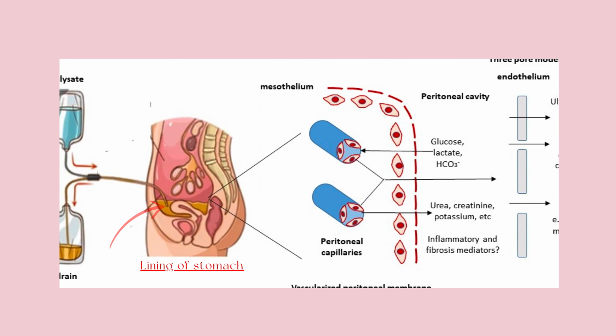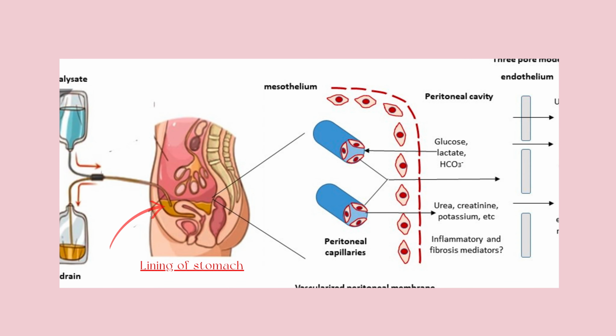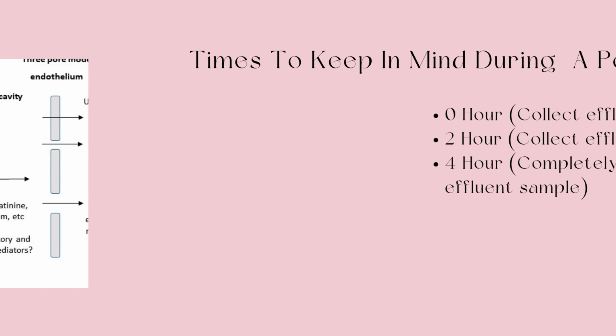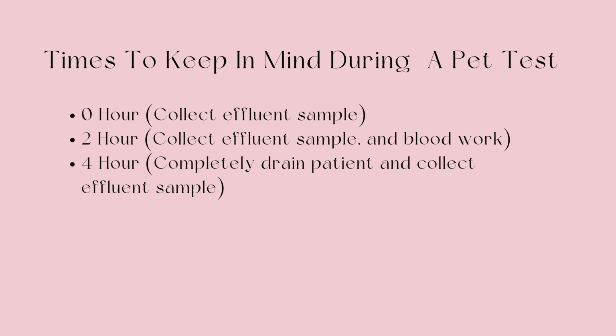The test usually takes 4 hours and requires you to test drained effluent samples at a certain time and get a blood sample at a certain time as well. This test will check how much glucose and creatinine is present. The transport character not only helps to decide the dwell time, but also plays a crucial role in determining the morbidity and mortality of the patients on PD.